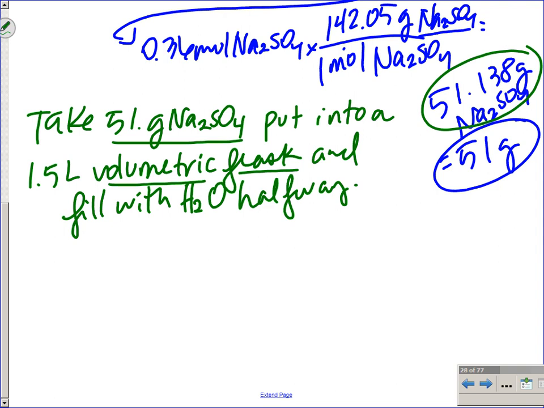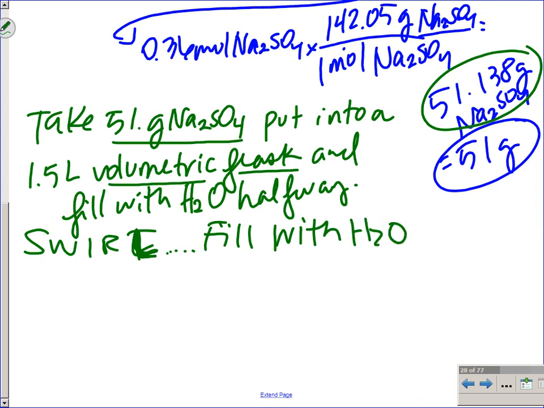What one volume do I want here? 1.5 liters. So I would grab the 1.5 volumetric flask and move on. I'm going to fill it with water halfway, and then just like you do with a normal solution, what do you do to make it mix? Stir it or swirl it, right? Whatever you need to, swirl it, okay? And after that, we'll fill with water until the etched, bless you, mark.